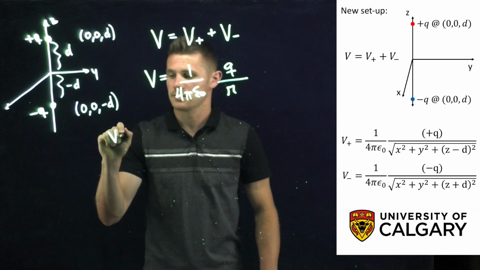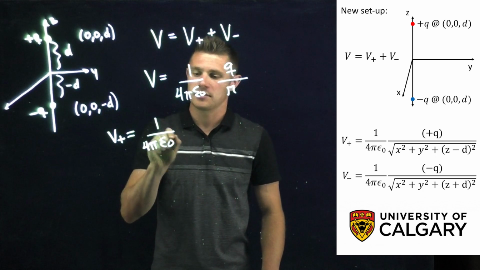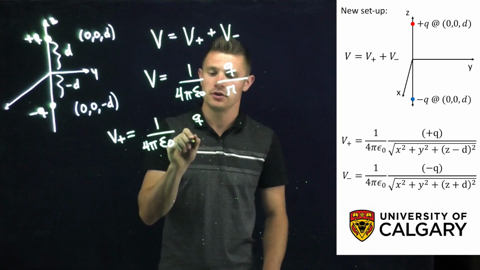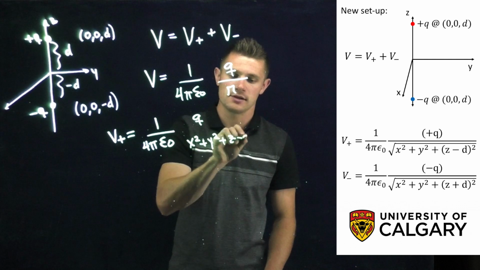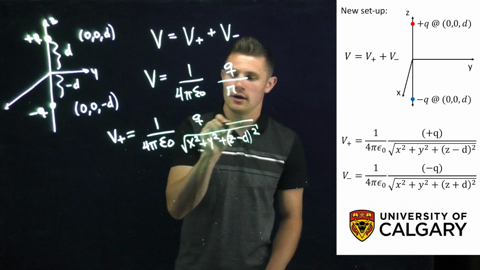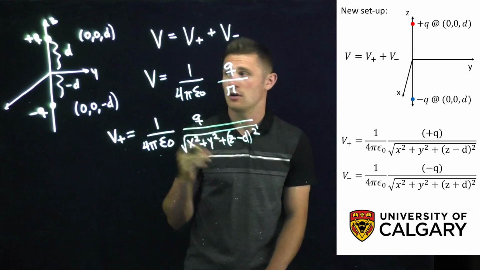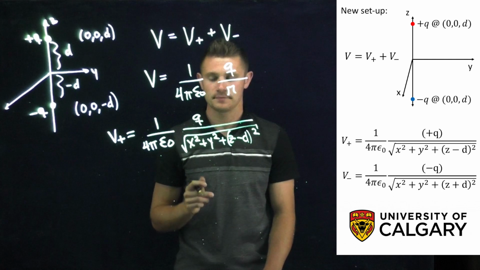So we'll start with V plus, and we'll say that it's equal to 1 over 4 pi epsilon naught times our positive charge q over the square root of x squared plus y squared plus z minus d squared, where this is the position vector of our charge positive q, a distance d above the origin on the z-axis.